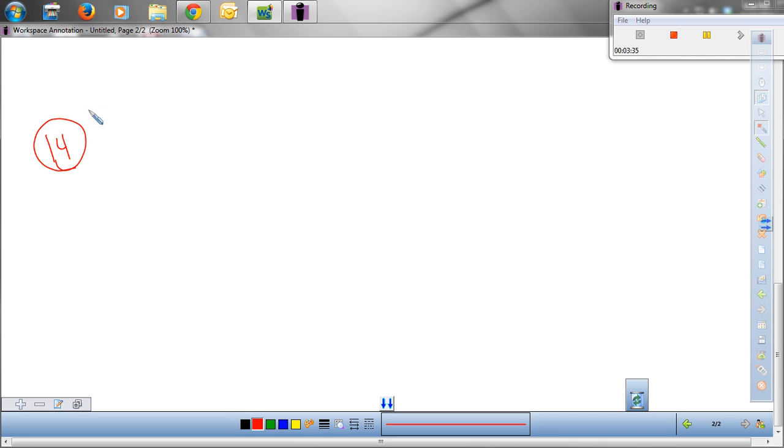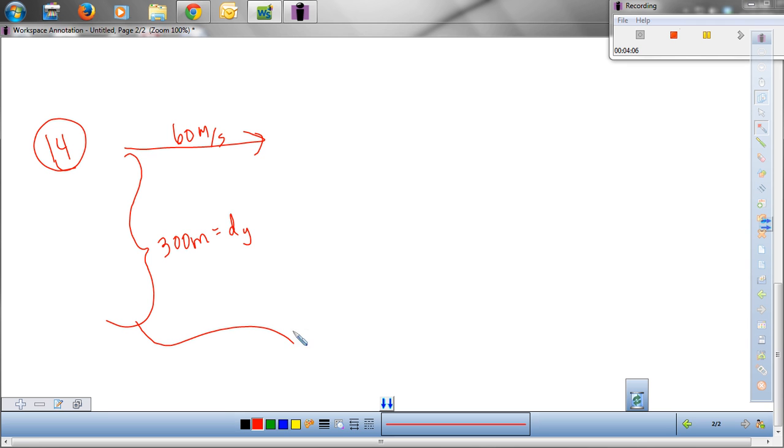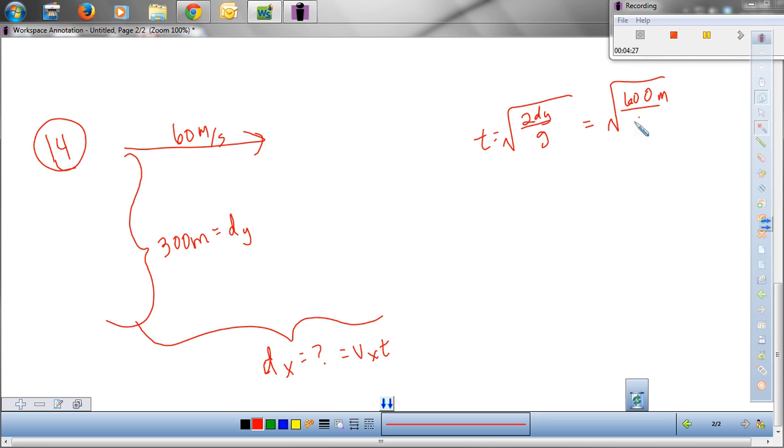The plane would be moving horizontally at 60 meters per second, and an altitude of 300 meters, so that's the dy yet again. And how far horizontally? So we're looking at dx equals question mark. Well, we know dx equals Vx t, so we need to find our t. Well, t is really just the square root of 2 dy over g if the vertical velocity was 0 initially. So that's going to be the square root of 600 over 9.8.